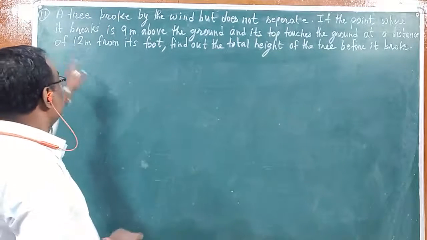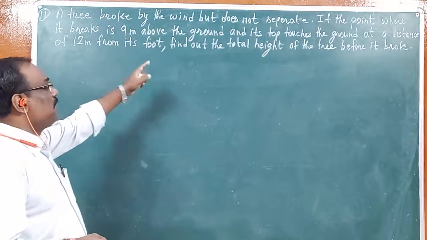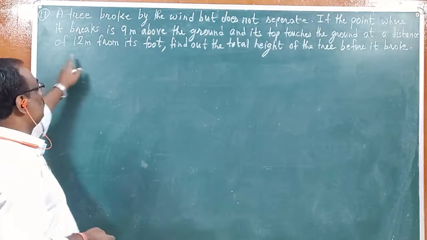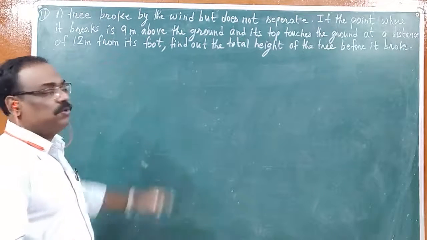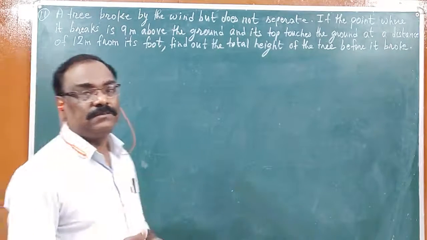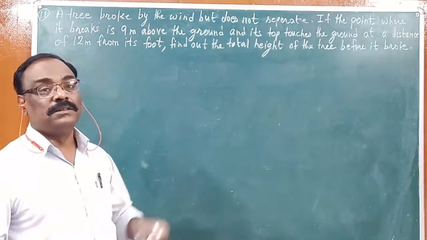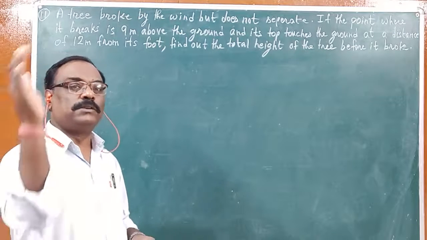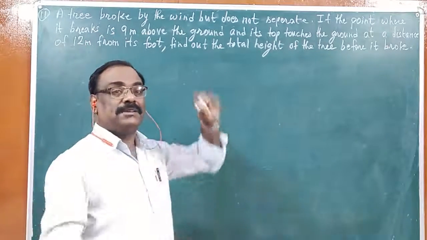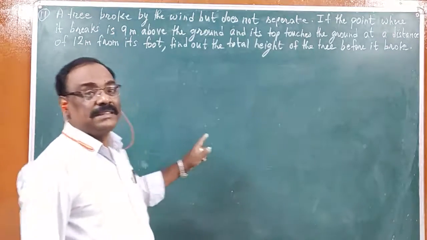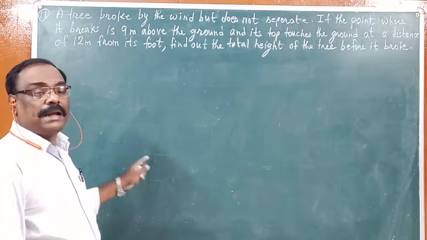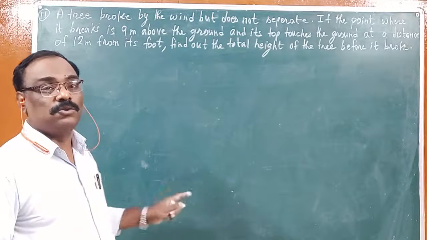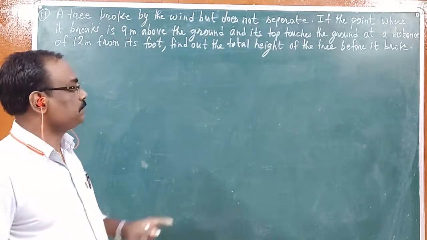If the point where it breaks is 9 meters above the ground and its top touches the ground at a distance of 12 meters from its foot, the tree was standing. So from where it has broken, the height of the tree is 9 meters. And because it has broken, it has fallen down, and the top of that tree is touching the ground, and the distance between the top of the tree and the foot of the tree is 12 meters.